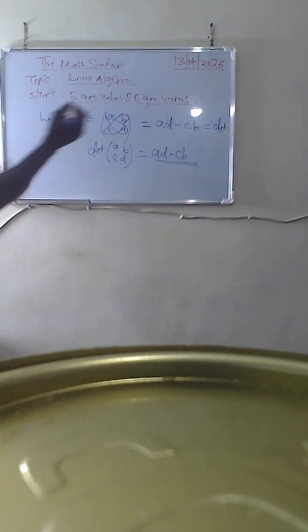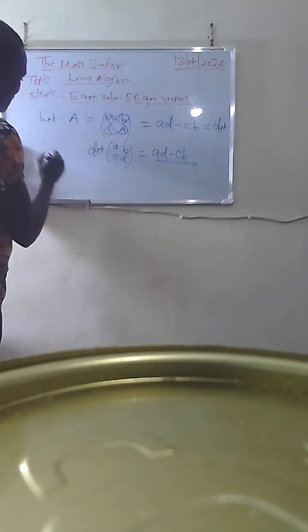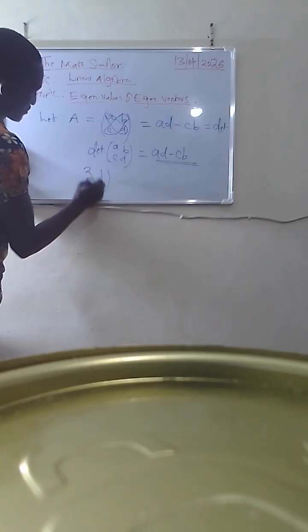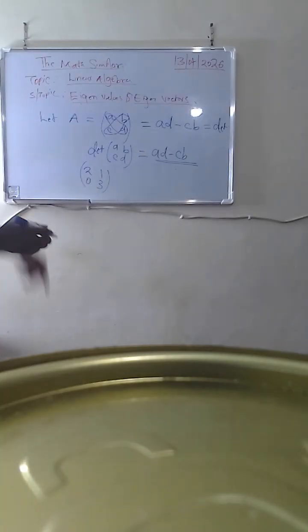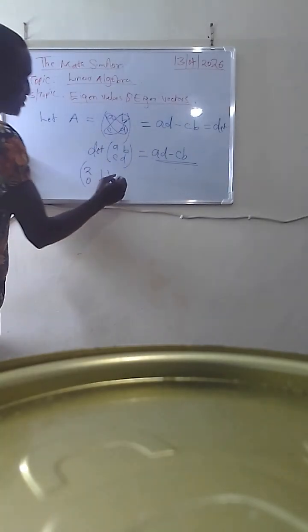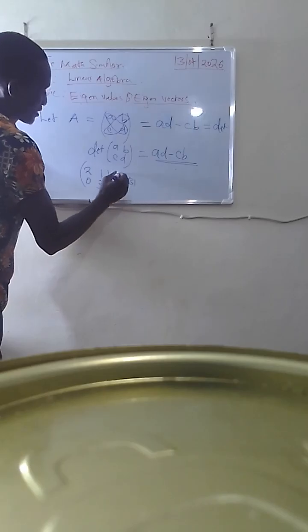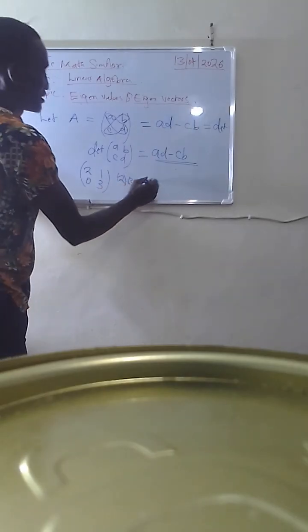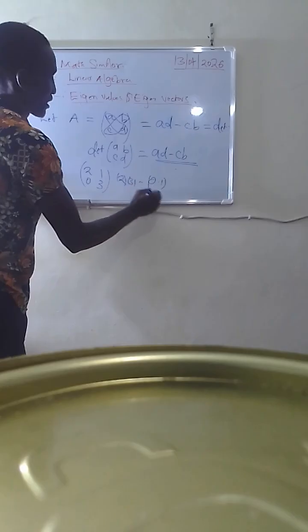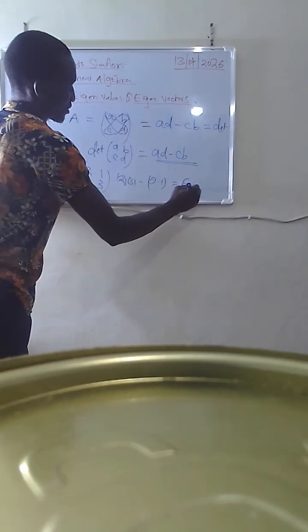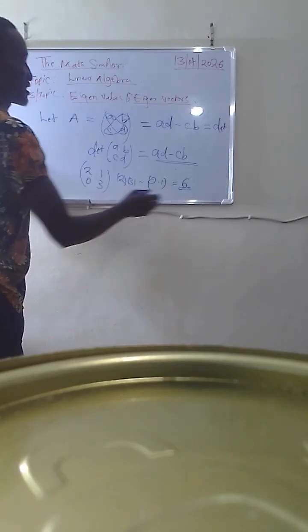So for example, we take the matrix 2, 1, 0, 3. We want to find the determinant of this matrix. It will be 2 times 3 minus 0 times 1, which is equal to 6. So the determinant of this matrix is 6.